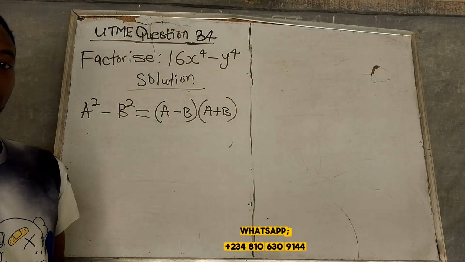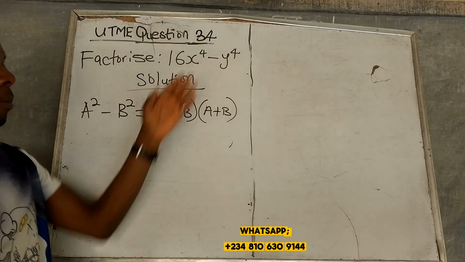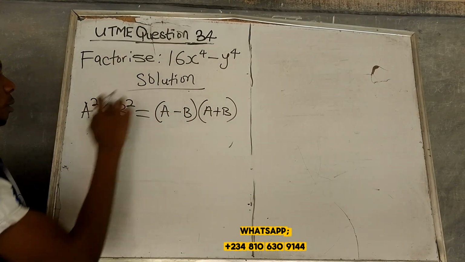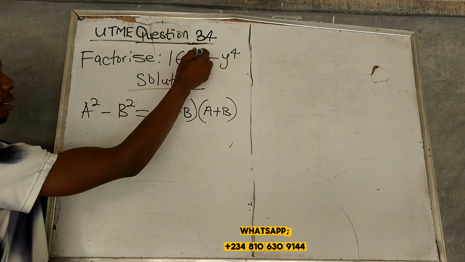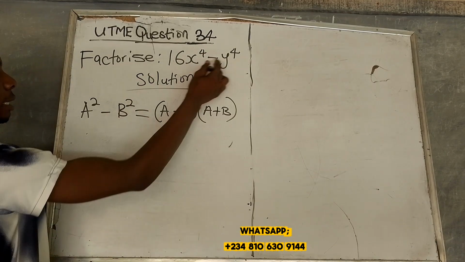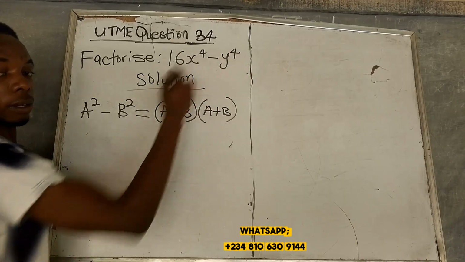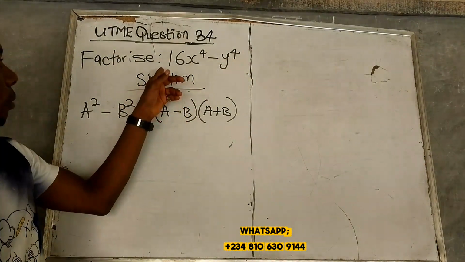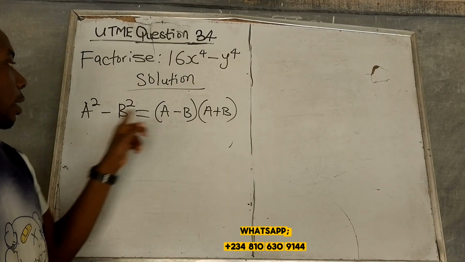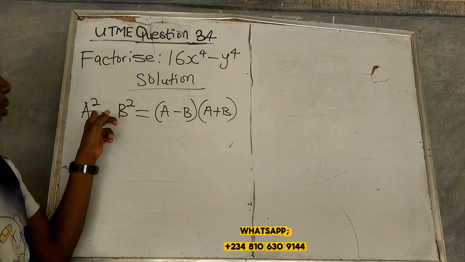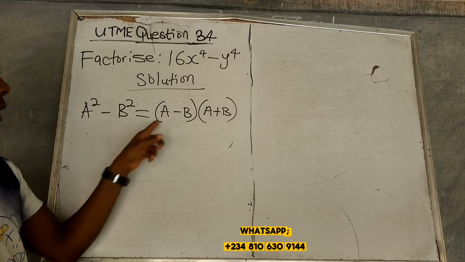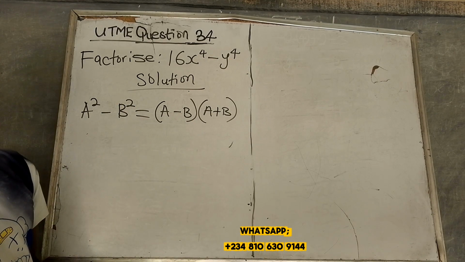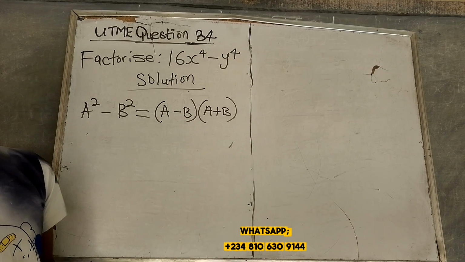Now, what is the next thing that we're supposed to do? If we compare it to this question, this a is equal to what? The a is this particular one, and this is the b. Now we're comparing this to this, right? To get this a, the square root of a squared will give us a. To get this b, the square root of b squared will give us b, right?